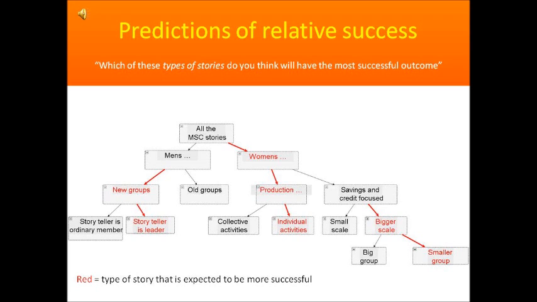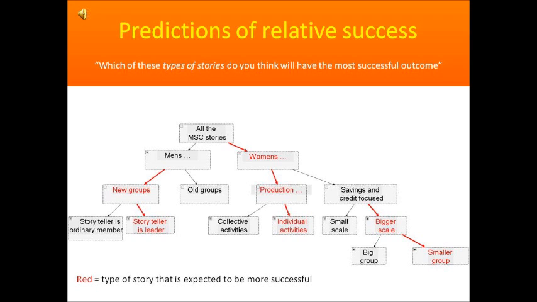Again, having got to that point, we would then ask the participants to look at the two subgroups of stories, those concerned with production activities and those concerned with savings and credit focused activities, and ask them to identify where they would expect to find the most successful outcomes, either in the production group of stories or the savings and credit group of stories. And in this case, they've selected the production group of stories.